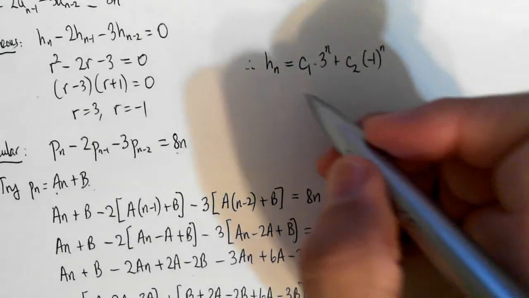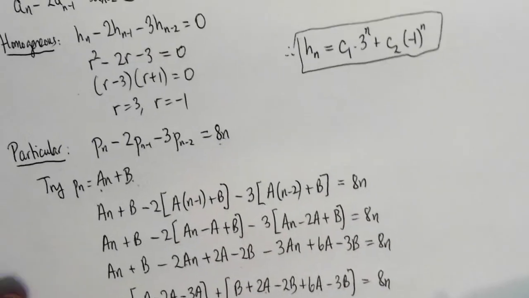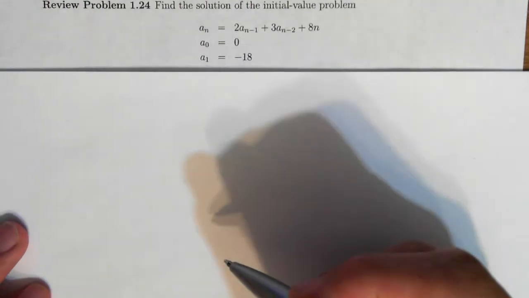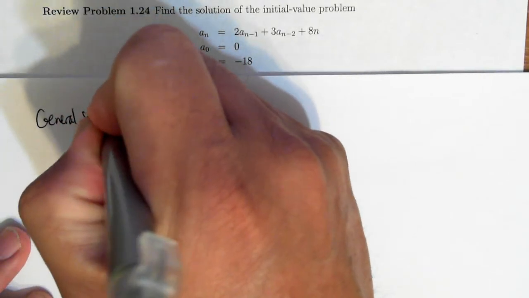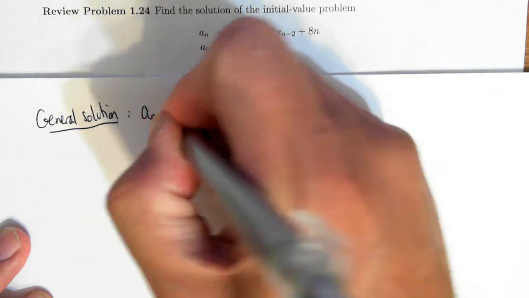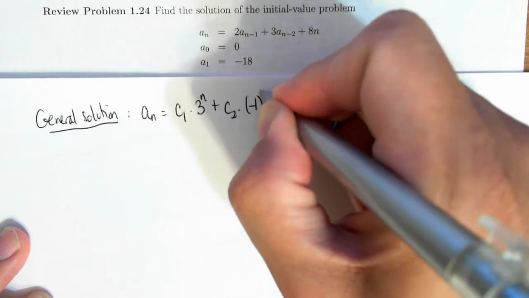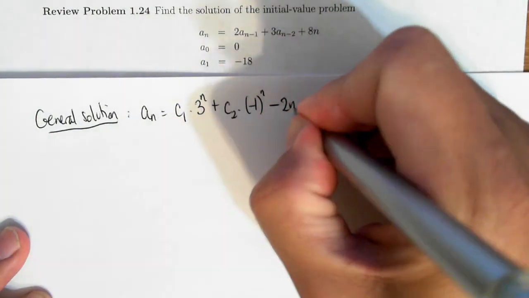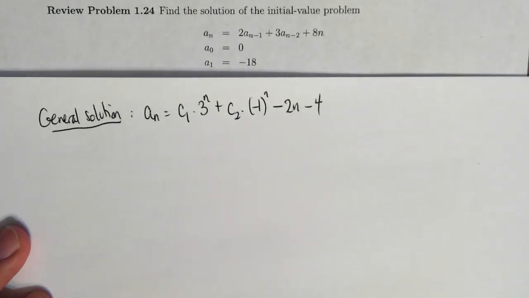Okay, so up here we found our homogeneous solution. Down here we found our particular solution, and so I will combine those in order to find the general solution. So our general solution is going to be a sub n is equal to c sub 1 times 3 to the n plus c sub 2 times negative 1 to the n. That's our homogeneous solution. Then I add the particular solution, negative 2n minus 4. And that is going to be our general solution for this linear recurrence relation.